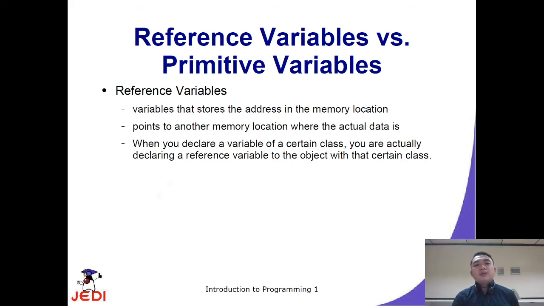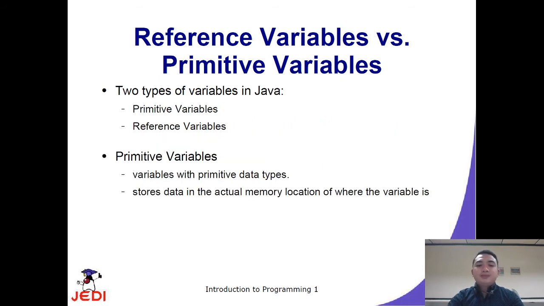And reference variables are variables that store the address in the memory location pointing to another memory location where the actual data is. And when you declare a variable of a certain class, you are actually declaring a reference variable to the object with that certain class.